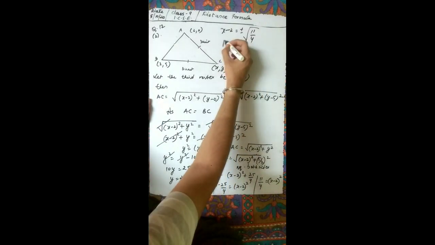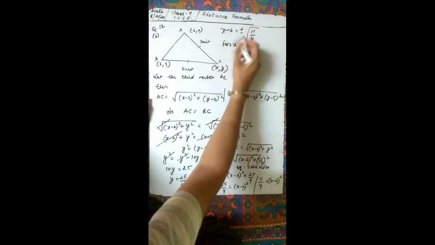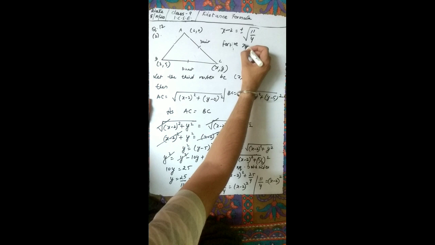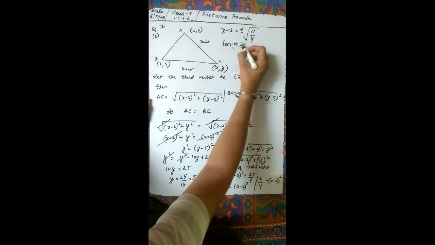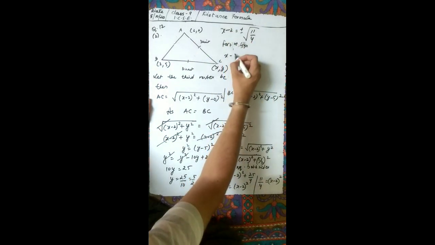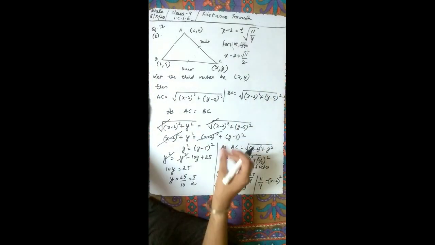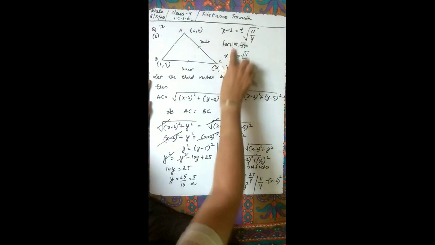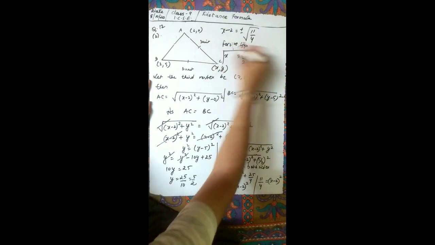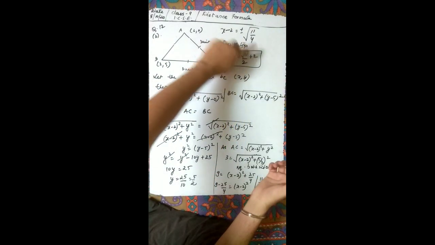So for the positive sign, what will be the value of x? X minus 2 is equal to root 11 by 2. We can take the 4 out, and take minus 2 to that side, so it will be plus 2. So one coordinate is (2 plus root 11 by 2, 5 by 2).